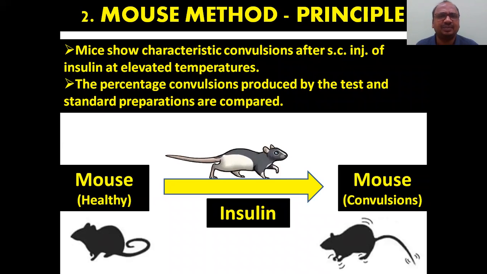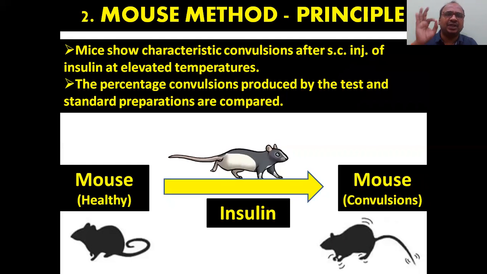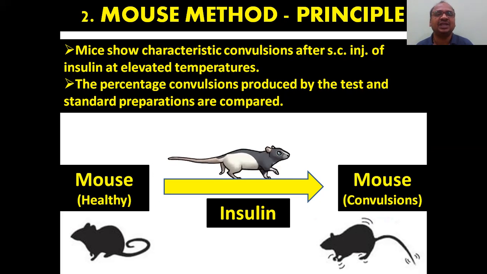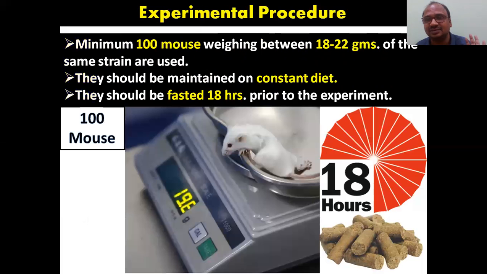And the mouse method is there, that is a principle. I have already told you. Mice or mouse, whatever it may be, show characteristic convulsions after subcutaneous injection of insulin at elevated temperatures. Some body temperature elevated. In such a case, if you give insulin, convulsions will come. Convulsions will come, but not to you. Convulsions will come to the rat or mice. The percentage of convulsions produced by the test and the percentage of convulsions produced in the mouse by the standard preparation you are comparing. That is the basic principle you have to write in the examination.